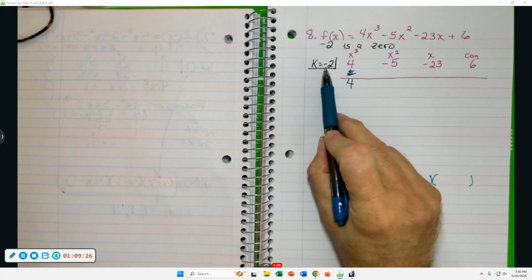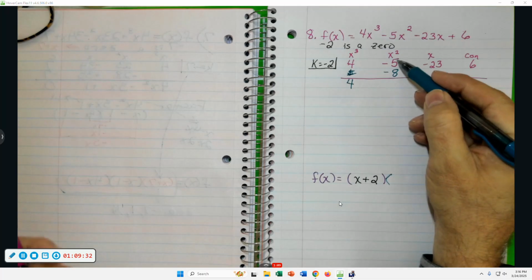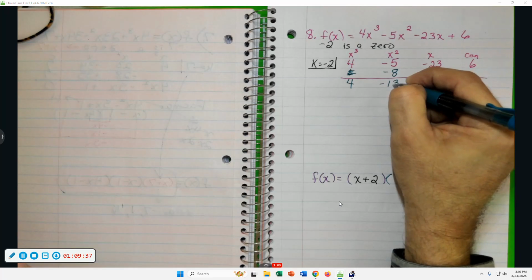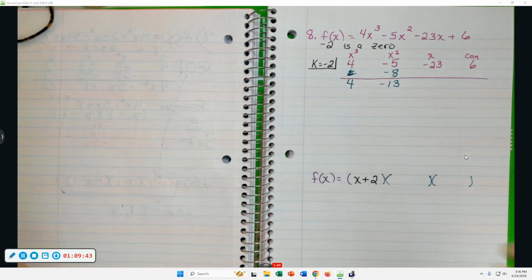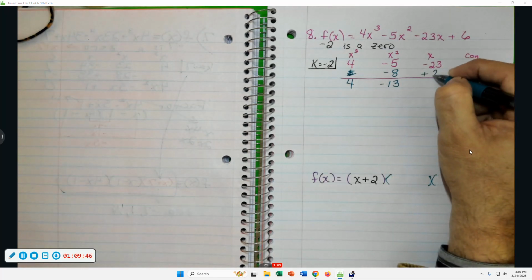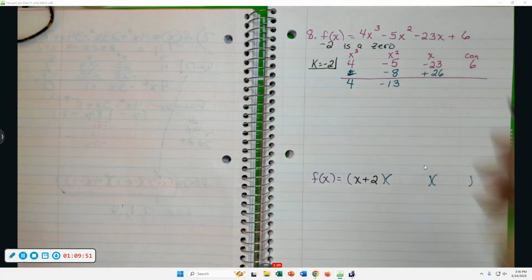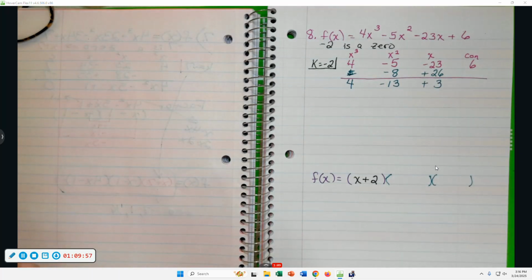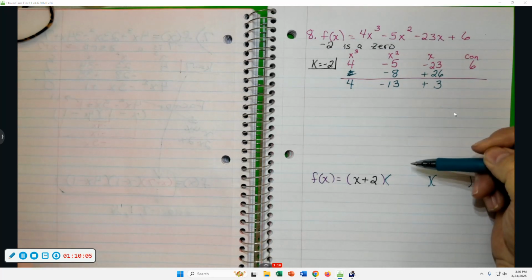Okay, so 4 times negative 2 is negative 8. Negative 5 plus a negative 8 is a negative 13. Negative 13 times negative 2 is a positive 26. Negative 23 plus 26, is that going to be a positive 3? Negative 23 plus 26 is a positive 3.